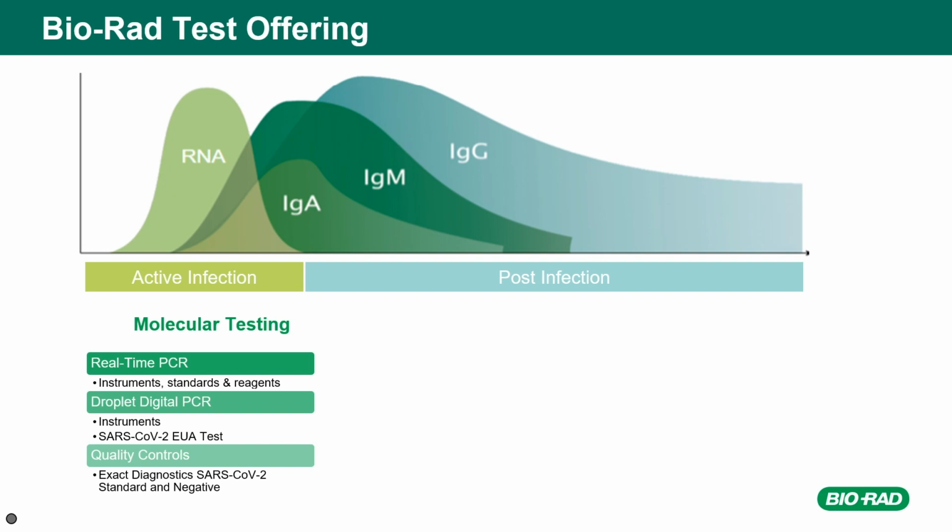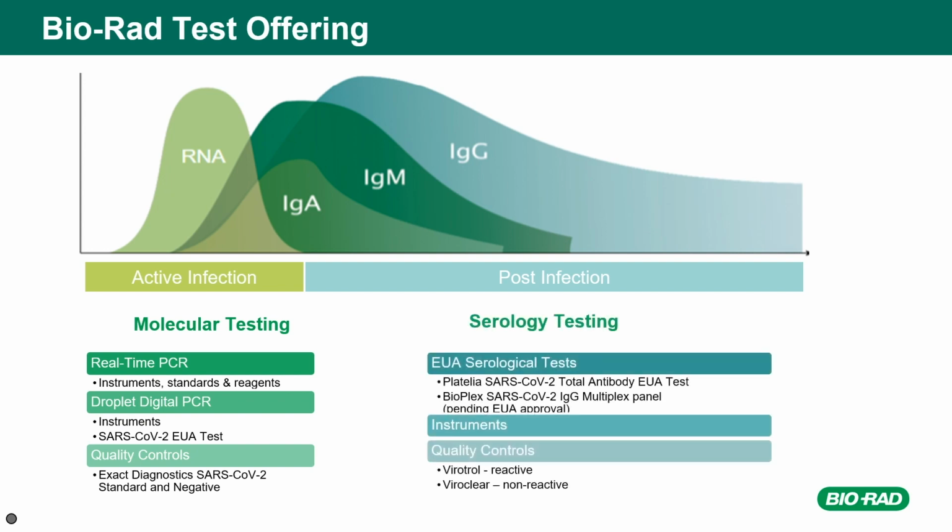On the post-infection side of the spectrum, we offer serological testing. This includes the Platelia EUA SARS-CoV-2 total antibody test and the Bioplex 2200 IgG panel that is currently in development, and I will describe both of these later on. We also offer instrumentation and quality controls. The quality controls are known as the VeriTrol reactive control and the VeriClear non-reactive control.